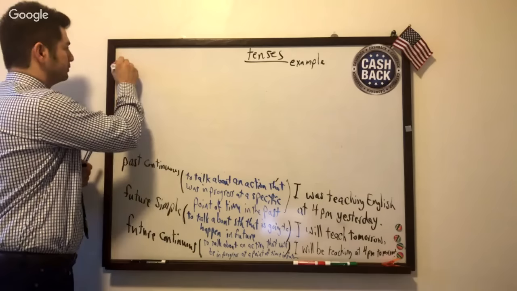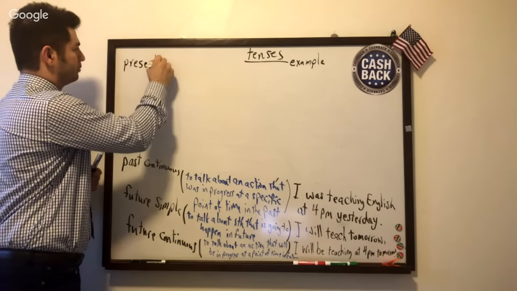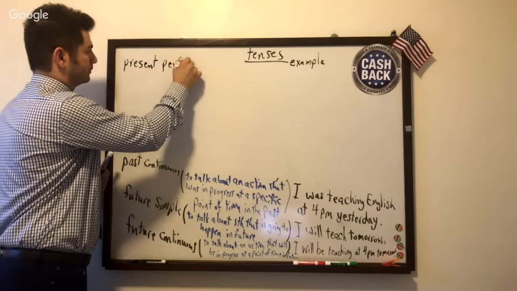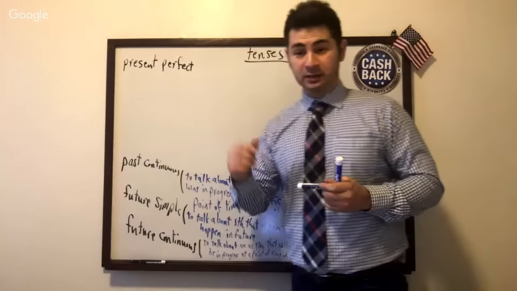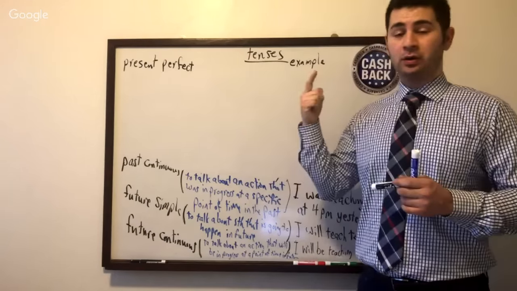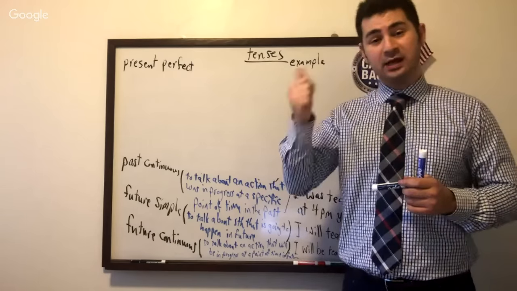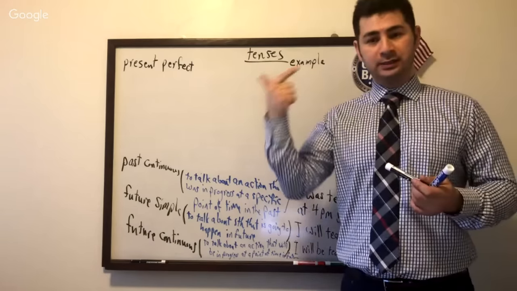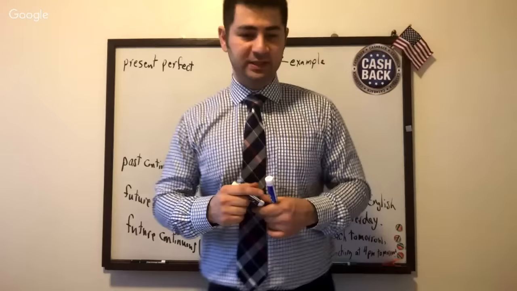is present perfect. So we talked about the continuous aspect. Now, if you've noticed, we have simple present, present continuous, and present perfect. These are 3 different aspects of every tense.